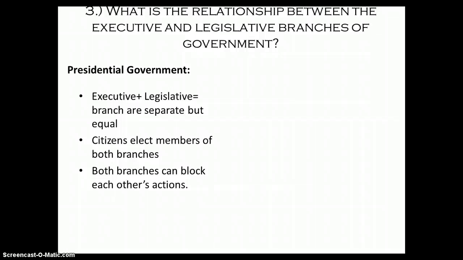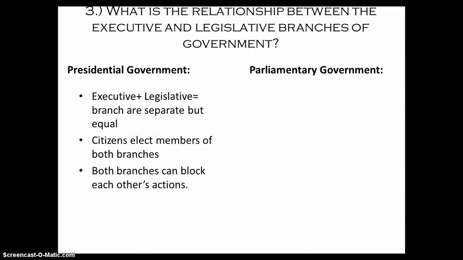So for example, this is also a form of government that we have in the United States. The executive branch can block the actions of the legislative branch by vetoing a law proposed by Congress. In the same way, Congress can actually override a presidential veto. So they can block each other's actions. And this is all described in our Constitution, which we'll be getting more in depth with later in the semester.